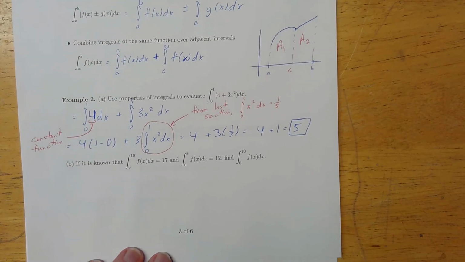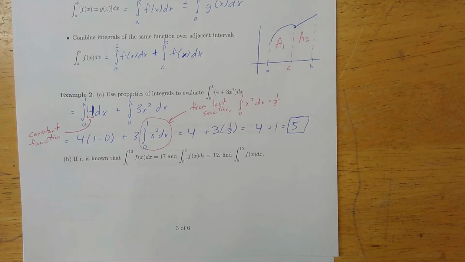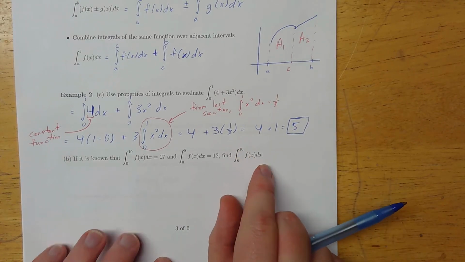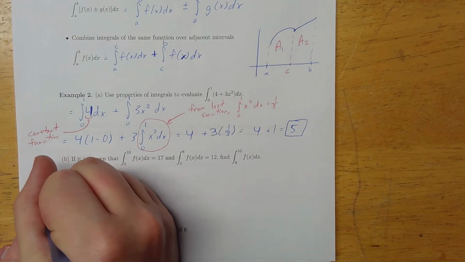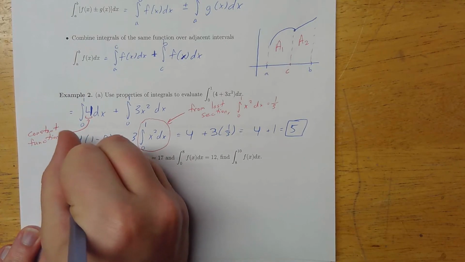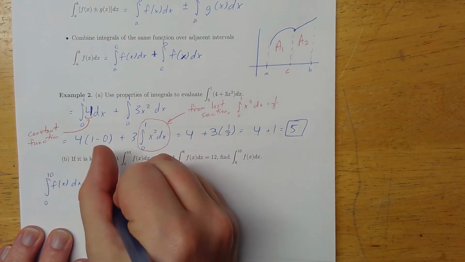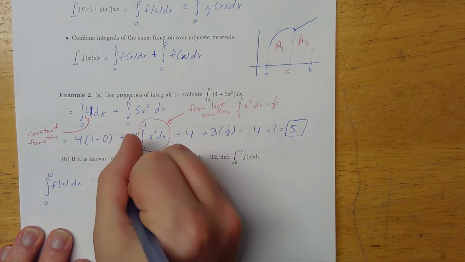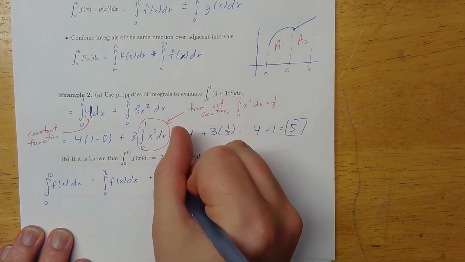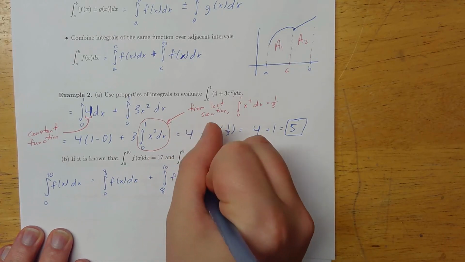Alright, now let's say that we know that the integral from 0 to 10 of f of x dx is 17, and the integral from 0 to 8 of f of x dx is 12, and we want to find the integral from 8 to 10 of f of x dx. Well, what we know is that the integral from 0 to 10 of f of x dx is going to be the same as the integral from 0 to 8 of f of x dx plus the integral from 8 to 10 of f of x dx.